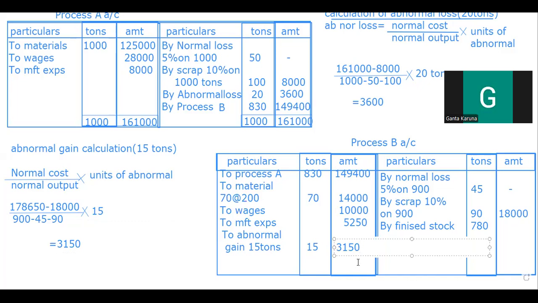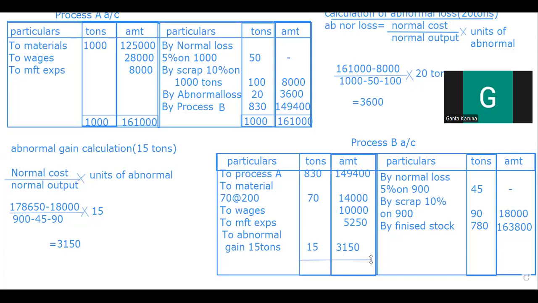Therefore, my value is going to stand for 780 units. When I add again all: 149,400 plus 14,000 plus 10,000 plus 5,250 plus 3,150 minus 18,000, the answer I'm going to get is 1,63,800. So this is the answer. This is how I have got to know the value of it.